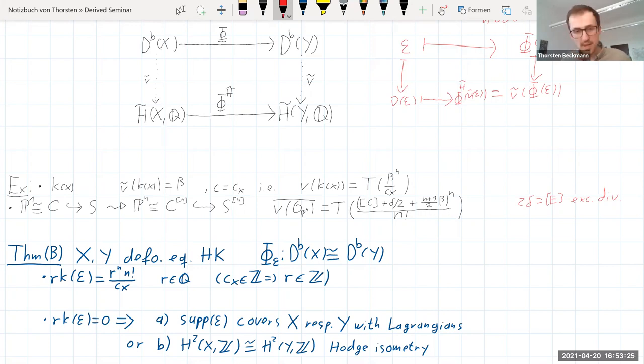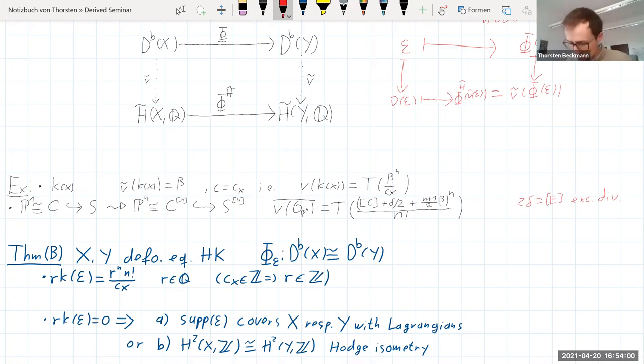So let X and Y be deformation equivalent hyperkähler varieties, and assume again that X and Y are derived equivalent, where this equivalence is a Fourier Mukai functor Φ_E, and E is the Fourier Mukai kernel of the derived equivalence. Then there are basically three cases. If the rank is non-zero, then the rank is restricted by a numerical law. The rank of a Fourier Mukai kernel for hyperkähler varieties is always of the form r^n times n factorial over the Fujiki constant.